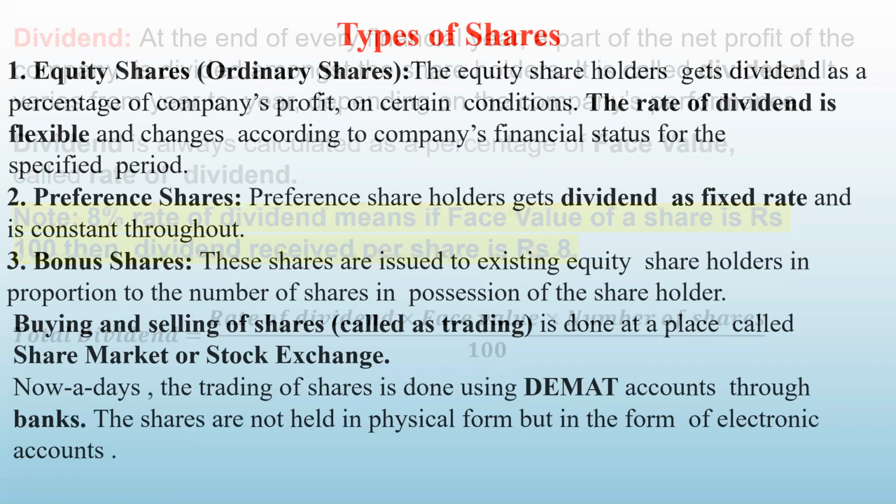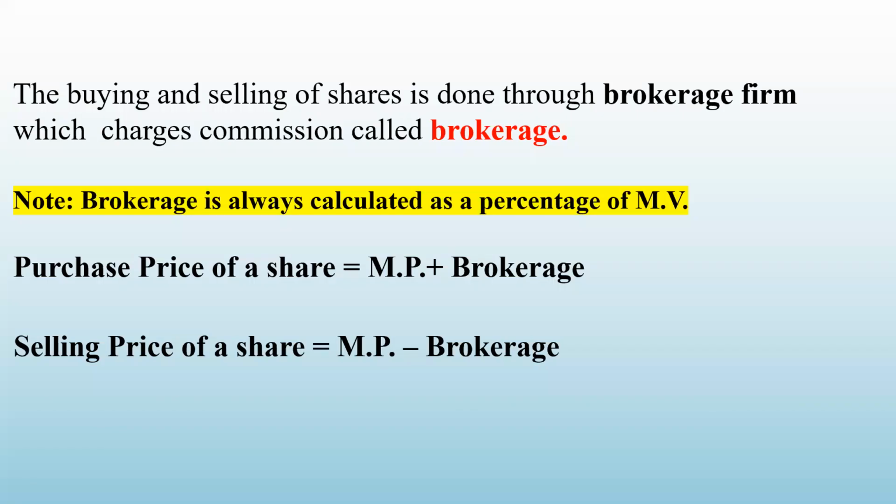Then we have seen what is the market value and what is the meaning of purchase price and selling price. Market price of a share is the price at which it is available in the market. It may not be the same as the face value. When you are buying or selling shares, it is done through a brokerage firm, and you have to pay a commission on that, which is called brokerage. So while purchasing the shares, you add the brokerage to the purchase price.